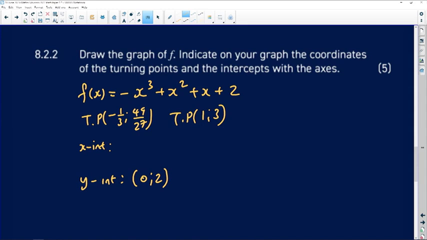So let me try and get a picture of this so that we can work out the x-intercepts quickly. Now, when you try to work out the x-intercept, something very interesting happens here.